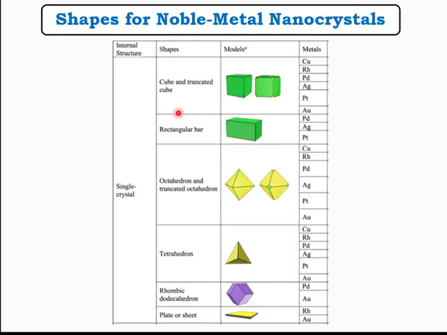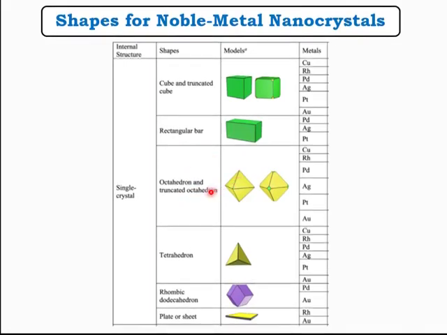Both octahedron and tetrahedron are also single crystal structures that are enclosed by 111 facets. And when we talk about the rhombic dodecahedron, that is RDD, it is covered by 12 congruent rhombic side faces terminated in 110 facets. So these are the various different structures.